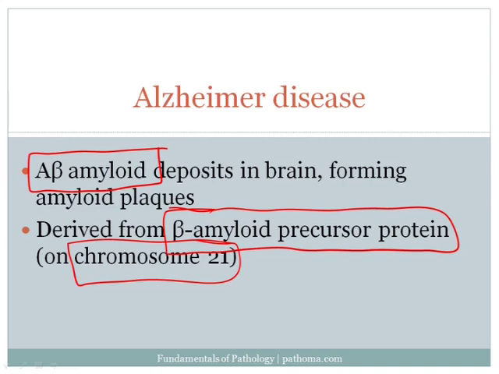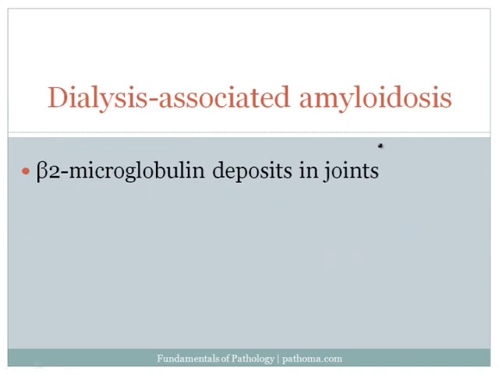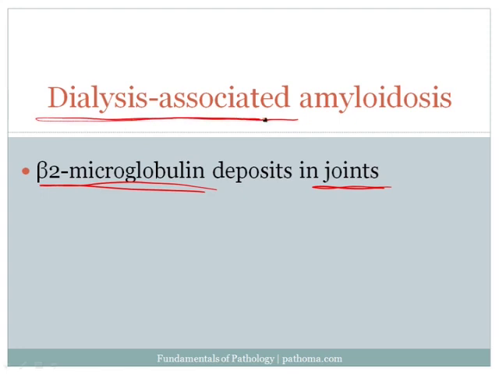By early onset, what we mean is that the patient gets Alzheimer's disease at an age earlier than would normally be expected. An additional type of localized amyloidosis is dialysis-associated amyloidosis. A few very high-yield principles here. Number 1, the amyloid that deposits is called beta-2 microglobulin. Number 2, it deposits in joints. And number 3, it occurs in patients who are on dialysis.